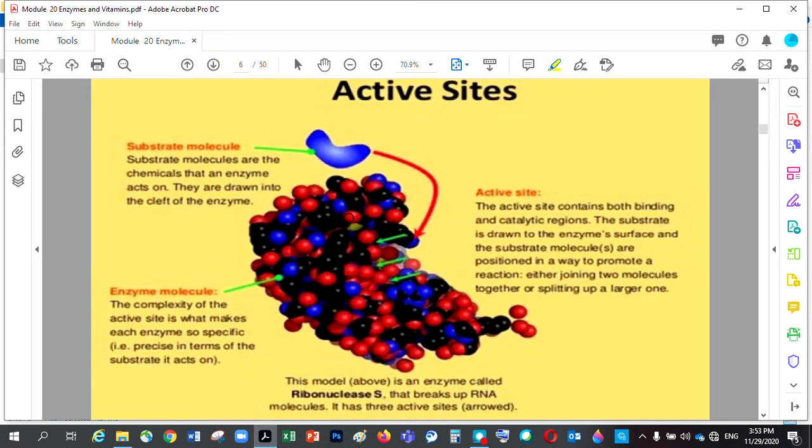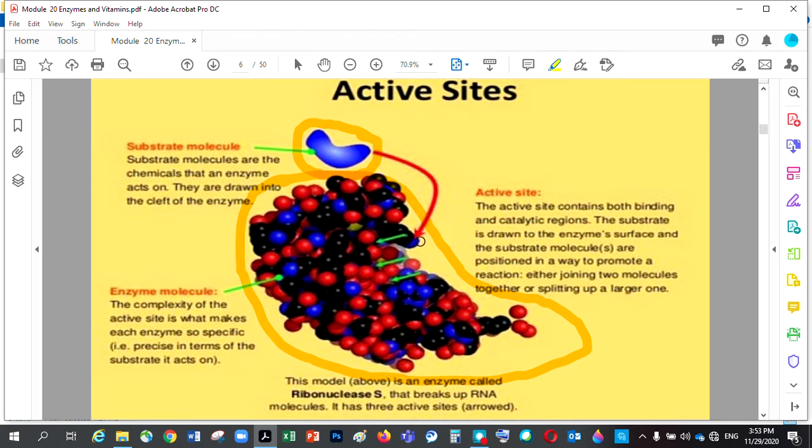Here's another picture, a three-dimensional picture of the enzyme. And you see, this is the substrate. The substrates, the reactants, are always smaller than the bulky enzyme. That's huge. That's the whole enzyme, and those different colors are different groups attached to the interior of the enzyme itself.